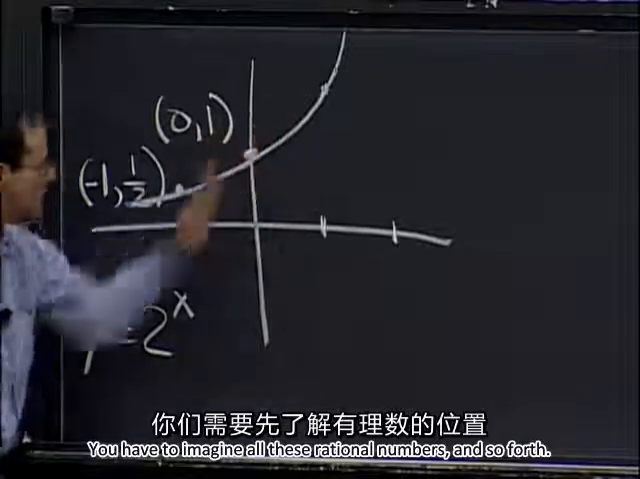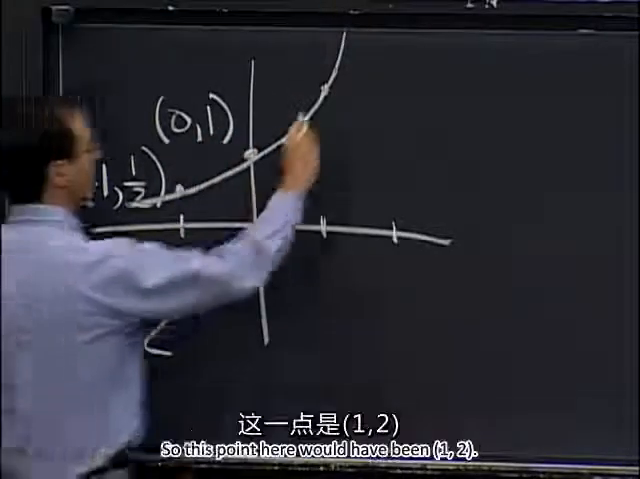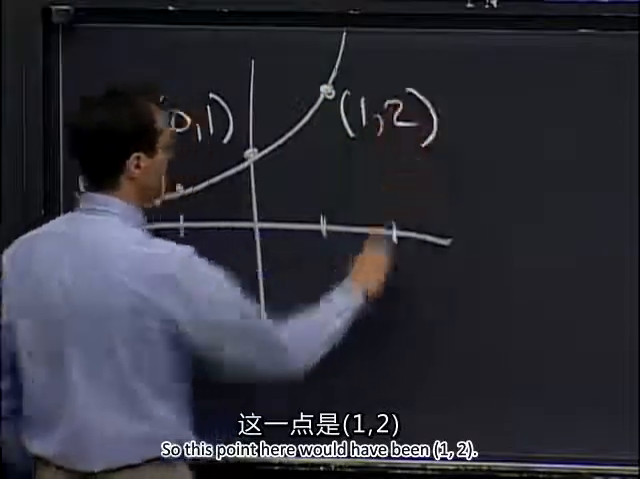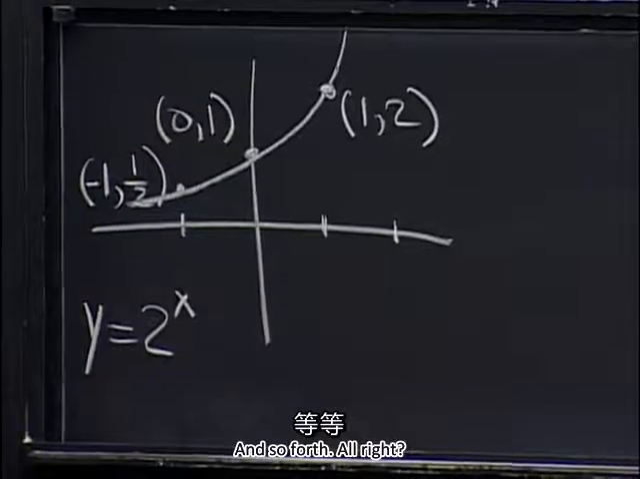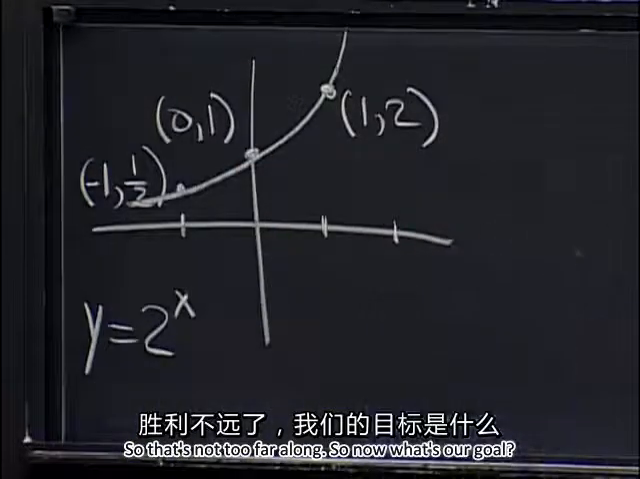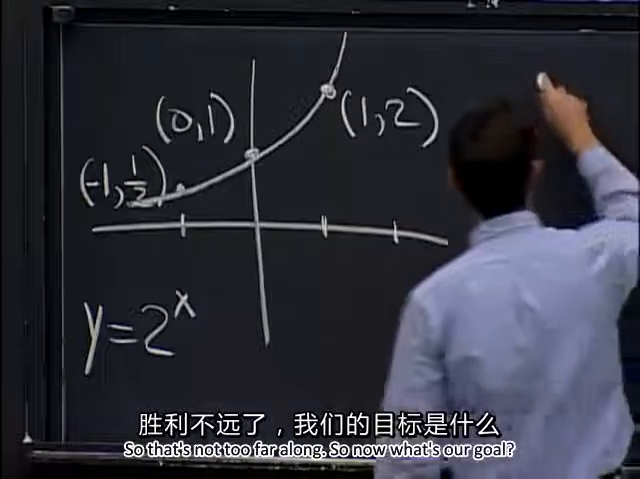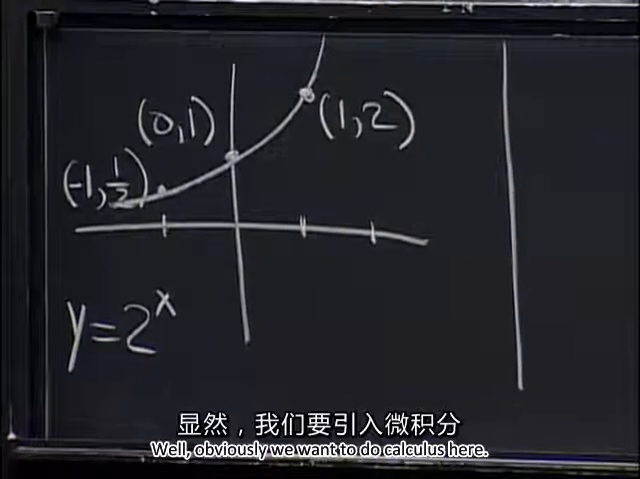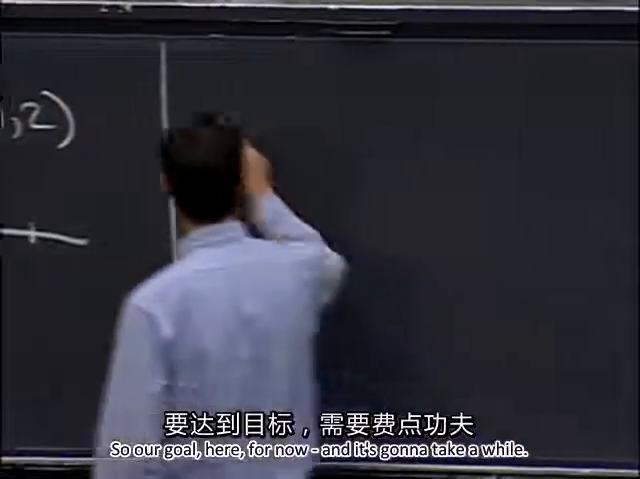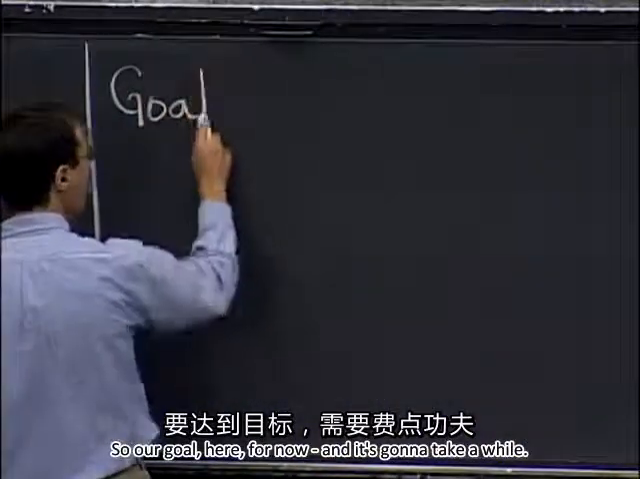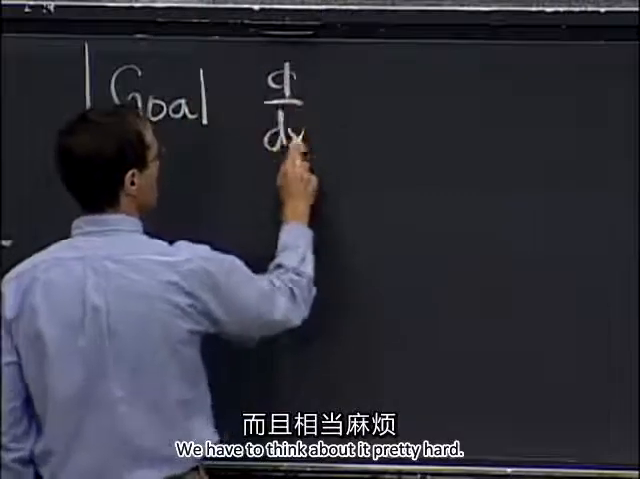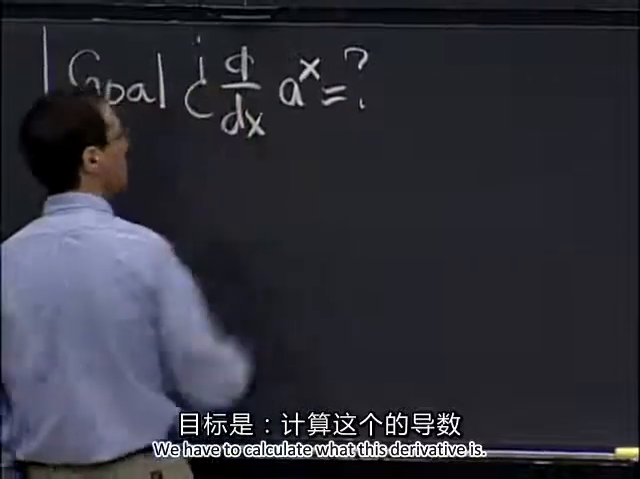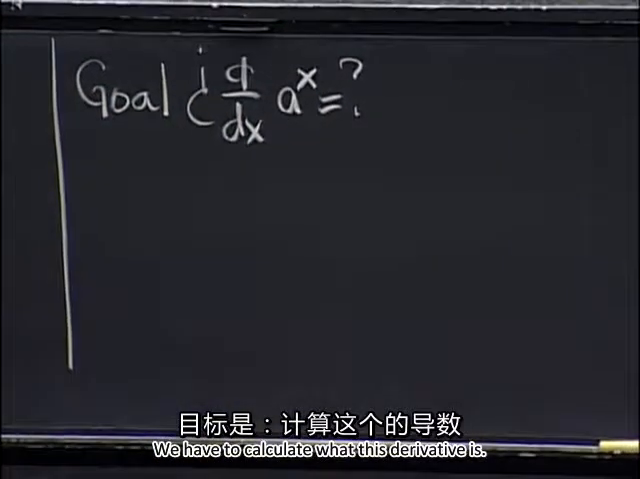So you have to imagine all of these rational numbers and so forth. So this point here would have been 1, 2, and so forth. All right? So that's not too far along. So now what's our goal? Well, obviously we want to do calculus here. So our goal here for now, and it's going to take us a while, we have to think about it pretty hard, is to calculate what this derivative is.